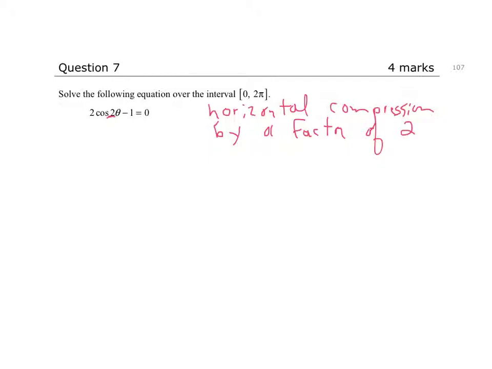I'm going to do this algebraically, but what I want us to note, of course, is that this changes the period. The period is 2 pi divided by b. So in this case, b is 2, so our period is pi. That's just information we're going to need to use in the future. Now we'll just solve this question.